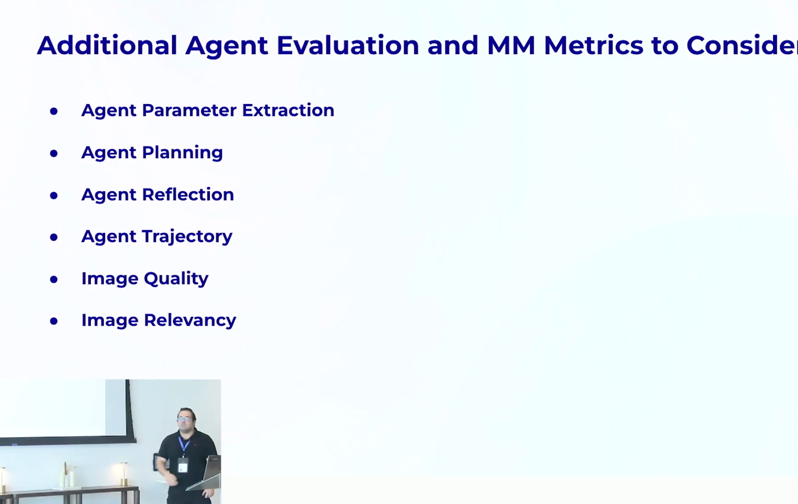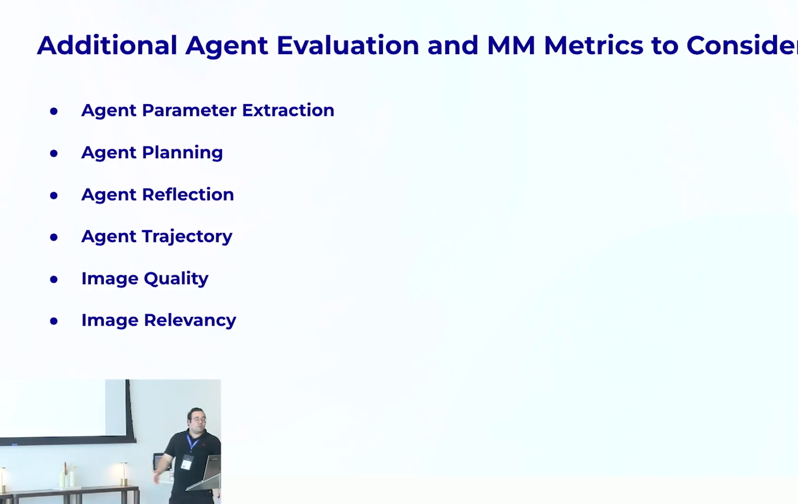Here are some additional agent evaluation and multimodal metrics that I want to put out. We touched on router correctness only, but that's a simple eval to get started. There are a lot of other metrics you can consider when you're building out agents or using multimodal image data, such as agent parameter extraction, agent planning, reflection, and trajectory. I really like the trajectory one. That is something we released as part of Observe, where it picks whether the agent followed the right path. It's not only picking a right path, but it evaluates the full path of the agent. You can also have the agent reflect on itself to make a decision from there. And then you have stuff like image quality and image relevancy.